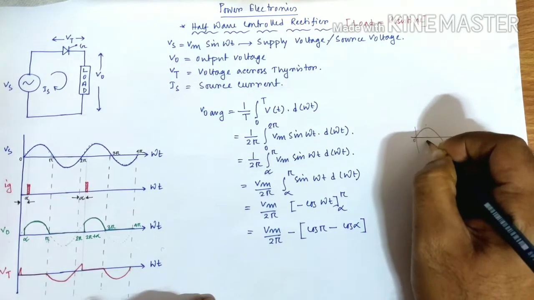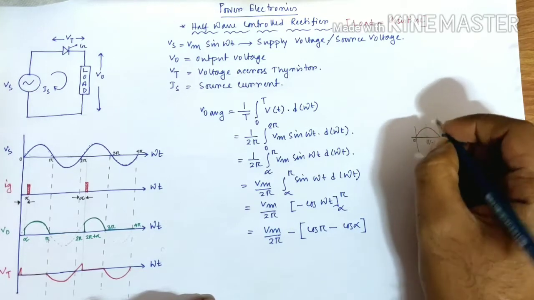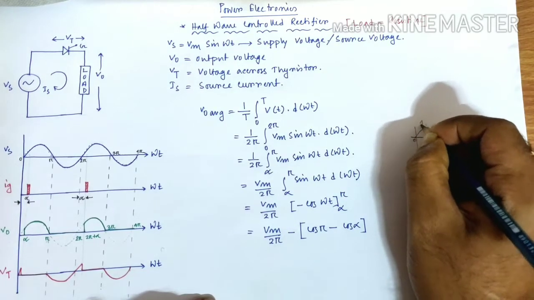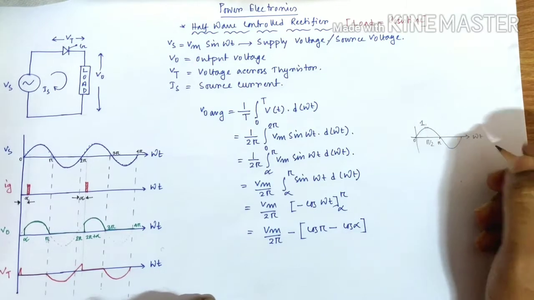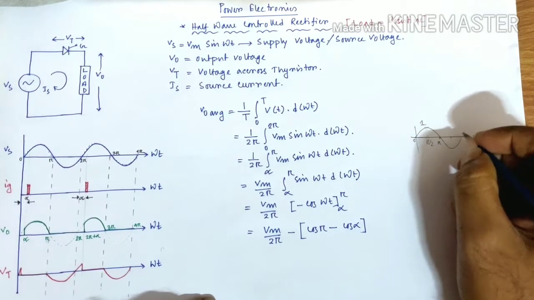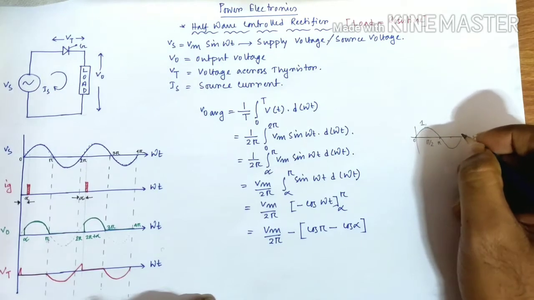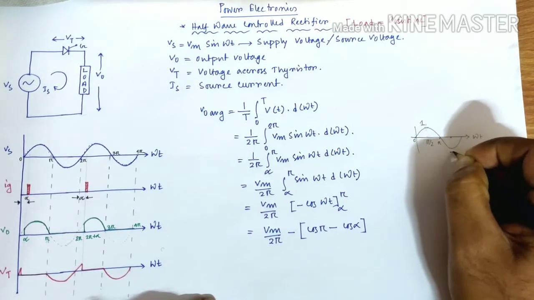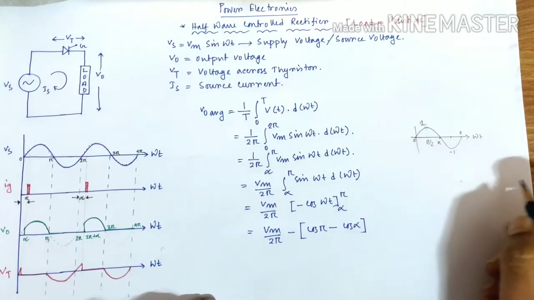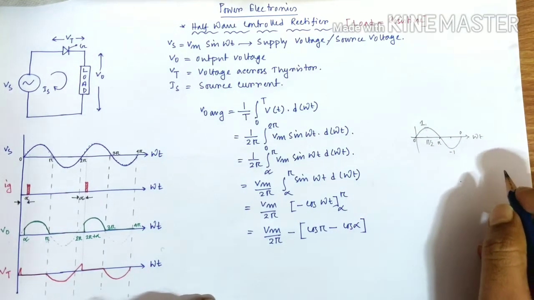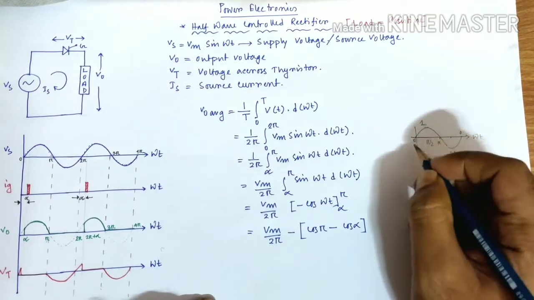At this position angle is pi by 2, that means 90 degree. Sine is maximum, the value is 1. This is pi, the value is once again 0. This is 270 degree, that is 3 pi by 2. Here the value is minus 1. This is 0. So in this way, we know the value of sine changes.